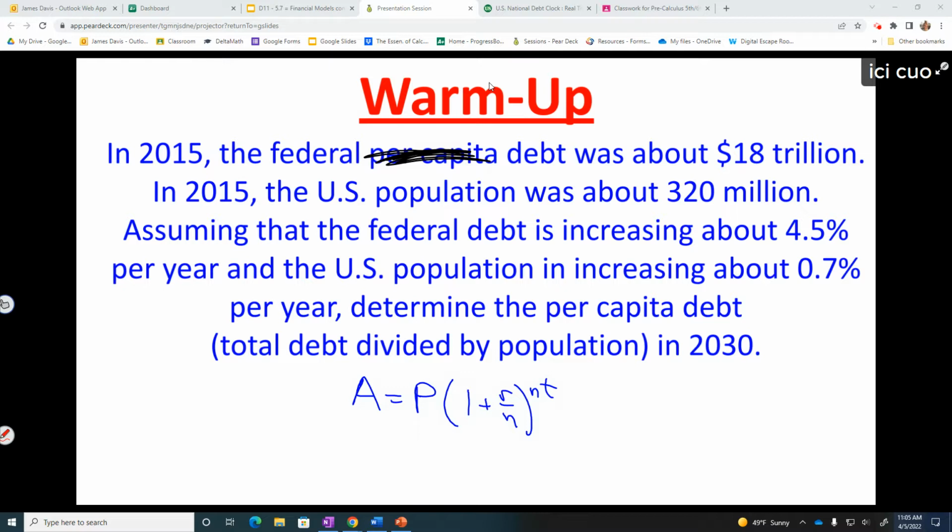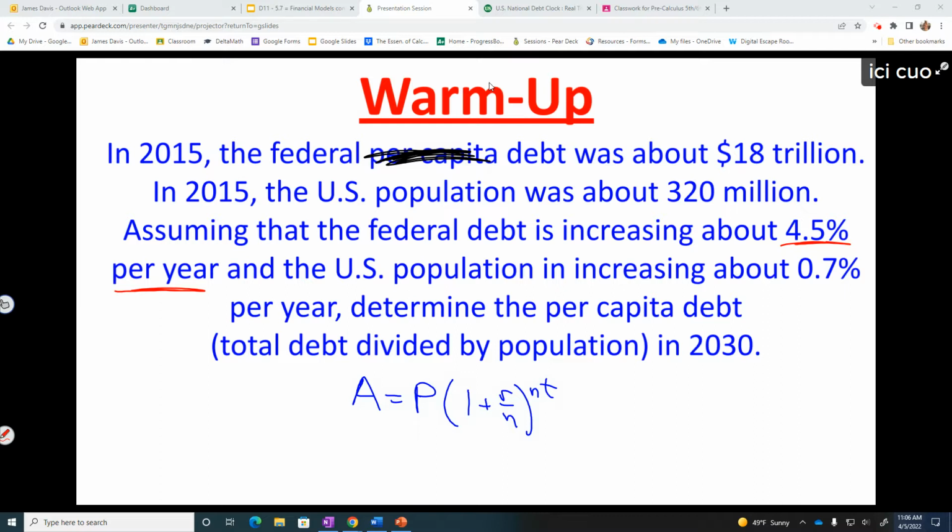Right, and then we need the 1 plus r over n to the nt. So we're going to multiply this times 1 plus our rate. Our rate here, the federal debt increase, is 4.5%. So what is that as a decimal? Yeah, 0.045. So plus 0.045. Our number of compounds, the n, this says per year. So it increases per year. That just means our number of compounds is just going to be 1. So we don't even actually have to write it. You could put over 1, or you could just not write that over 1. It's a little easier to type in.